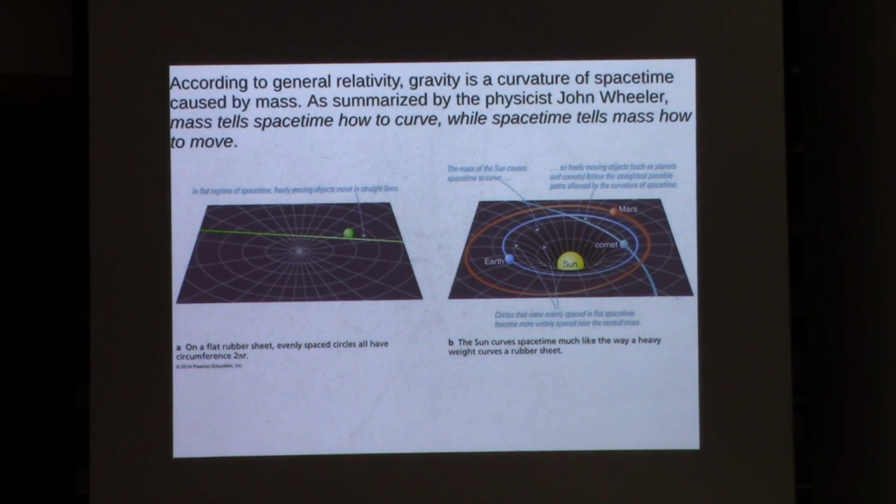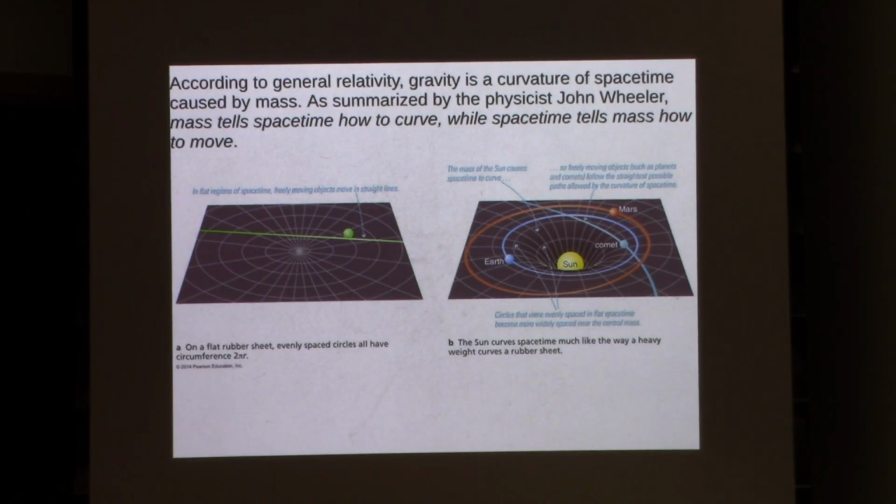According to general relativity, gravity is a curvature of space-time caused by mass, as summarized by the physicist John Wheeler, who actually coined the term black hole. Mass tells space-time how to curve, while space-time tells mass how to move. In flat regions of space-time, freely moving objects move in straight lines, but the mass of the sun causes space-time to curve, and so freely moving objects such as planets and comets and photons, for that matter, follow the straightest possible path allowed by the curvature of space-time.